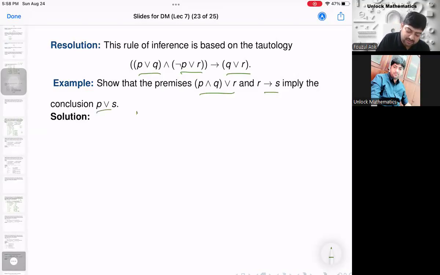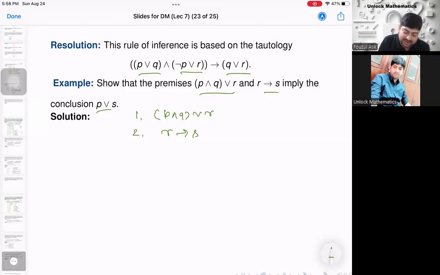Okay, let's see. Number one, it is given as P and Q or R. Then number two, it is given as R implies S. These two are the premises given. You have to get P or S. How to do that? How to get that?